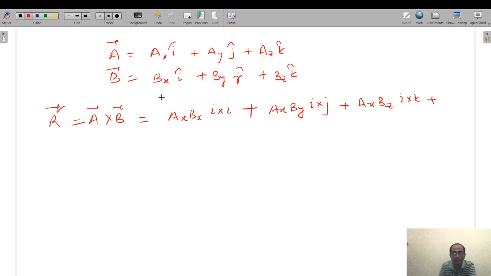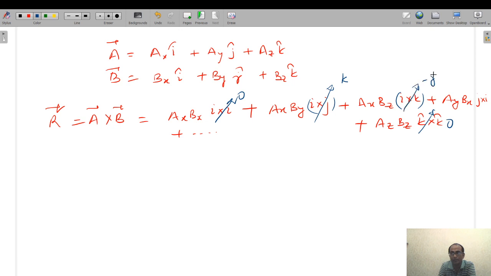Now do it with AY: AY BX J cross I plus and so on. It will continue till, at the end, you will get AZ BZ K cross K, and you know that I cross I is 0, K cross K is 0, right? I cross J is K. I cross K is minus J, right? We have seen this just now. So this way you can multiply the vectors and you will finally get your resultant.